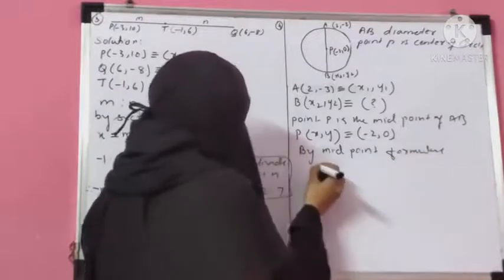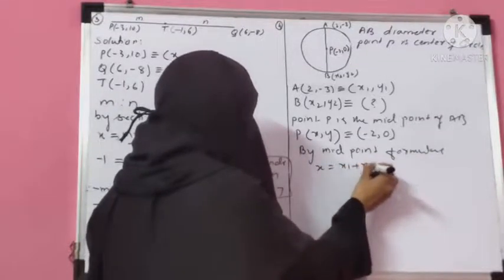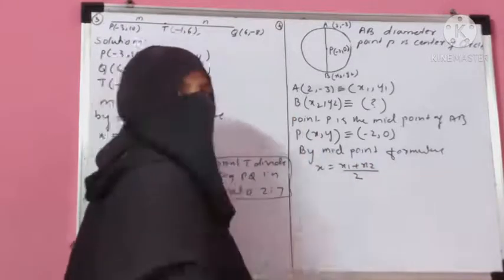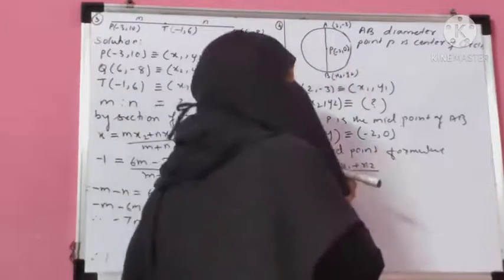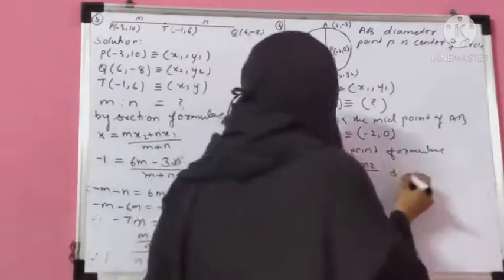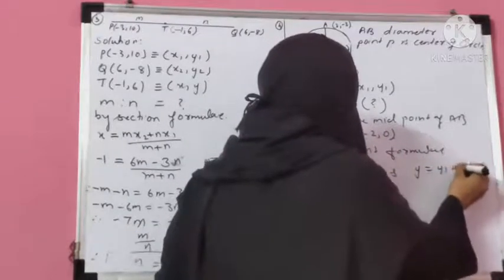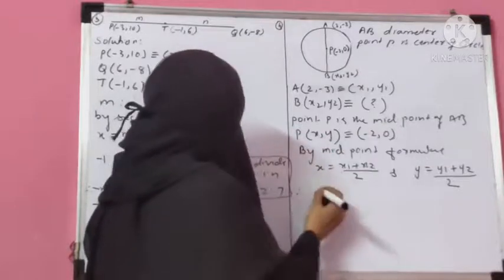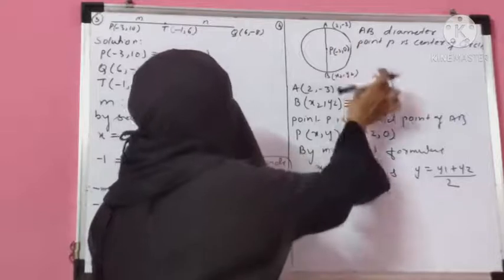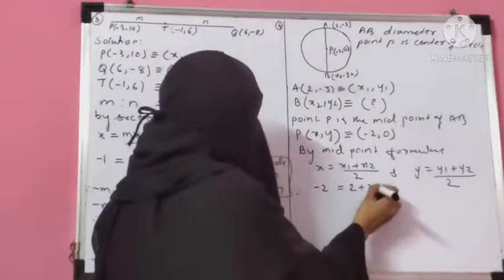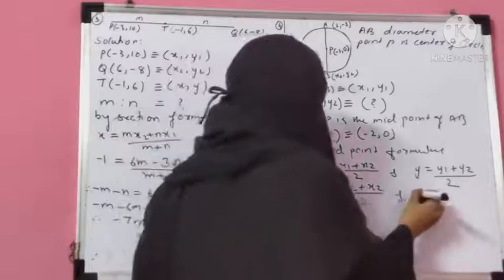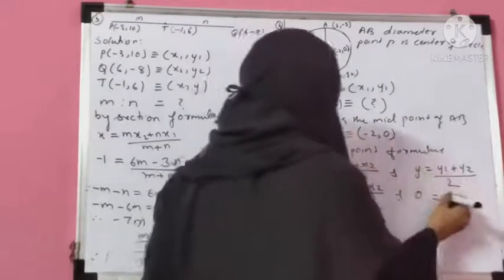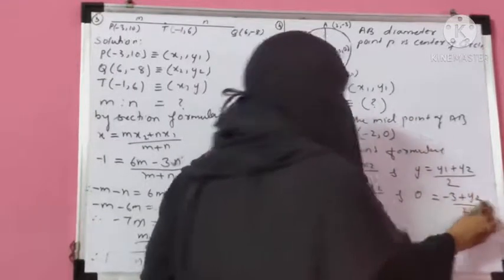So by the midpoint formula, the x coordinate is (x1 + x2) divided by 2. Here also we are using the separate x and y coordinate because there is no need to find the coordinate of the midpoint. This is the formula of the midpoint. And the y coordinate is (y1 + y2) divided by 2. Now substitute the values. x value is -2, x1 is 2 plus x2, which we have to find, divided by 2. And the y coordinate here is 0, y1 is -3 plus y2, divided by 2.